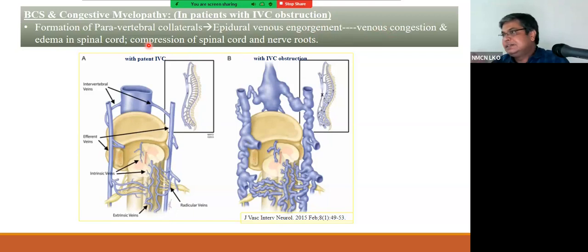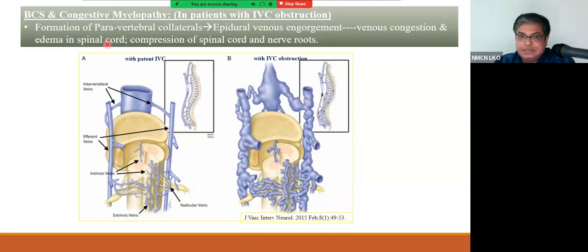Other way, these collaterals can directly lead to compression. If they are large enough, they can compress the spinal cord or exiting nerve roots. The patient sometimes can also have features of radiculopathy. In the long term, because of venous hypertension, the arteriovenous gradient is decreased in these patients, and this leads to decreased perfusion of the spinal cord, leading to ischemic changes.